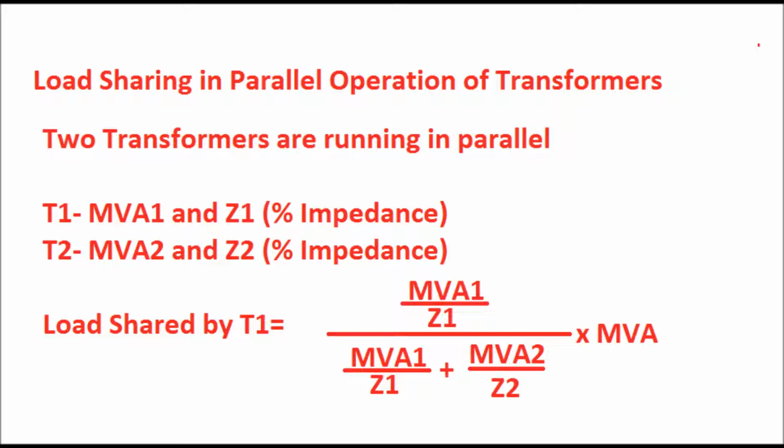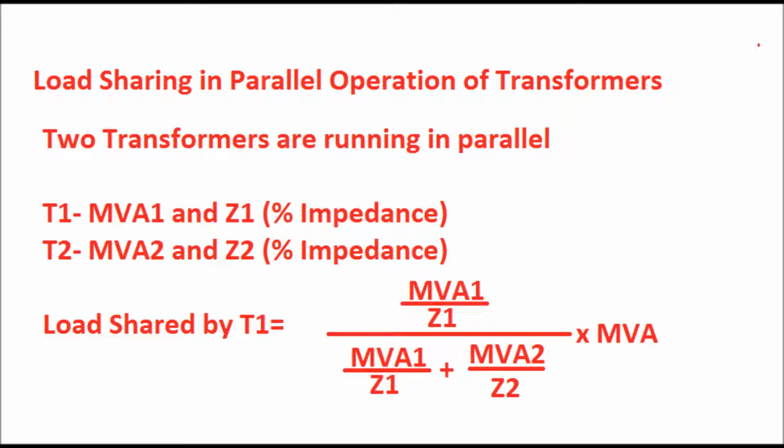Now let us take an example, that is two transformers running in parallel. Transformer 1, T1, has MVA capacity MVA1 and percentage impedance Z1, and transformer 2 has MVA capacity MVA2 and percentage impedance Z2. Then the load shared by transformer 1, T1, will be equal to MVA1 by Z1 divided by MVA1 by Z1 plus MVA2 by Z2, into the total load, that is the total MVA capacity of the substation.